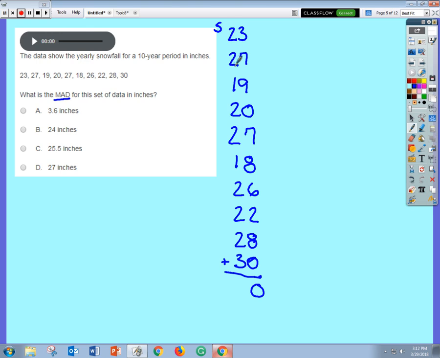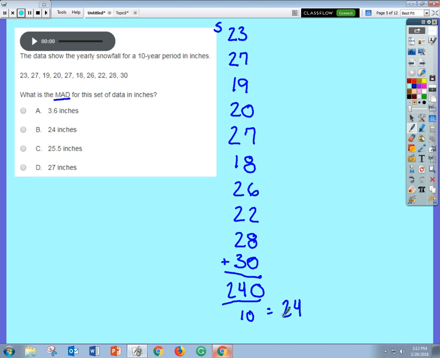2, 4, 5, 10, 12, 14, 16. Oh, wait a minute, what did I do here? Always double checking. Let's just go to the 2s. 2, 4, 6, 8, 10, 12, 14. Got all the evens. 14, 17, 18, 19. Plus 5 is 24. I go 240 divided by, there's 10 values in the data set, that equals 24.